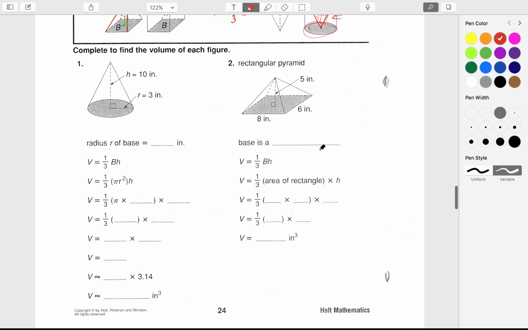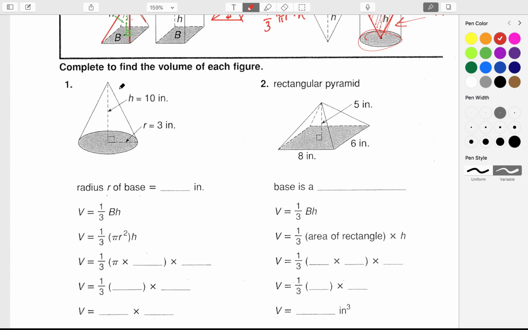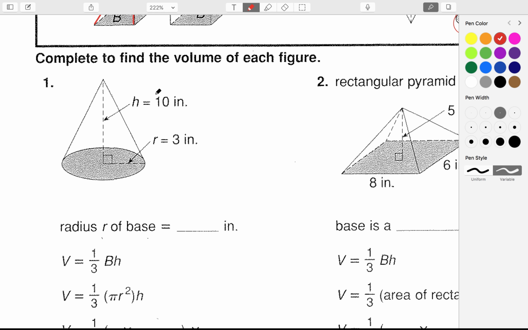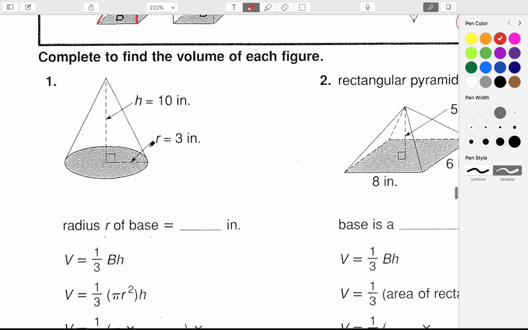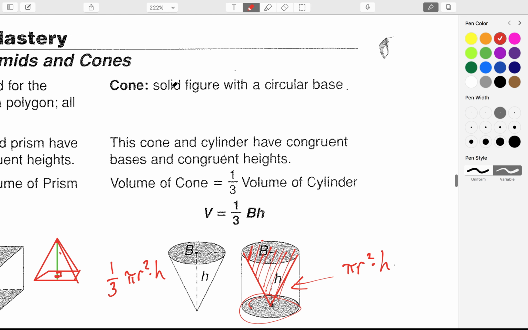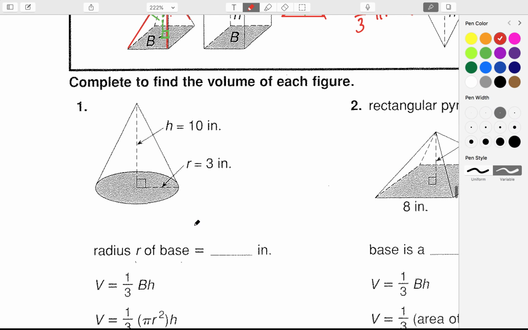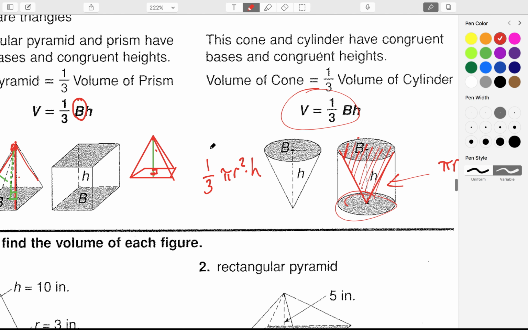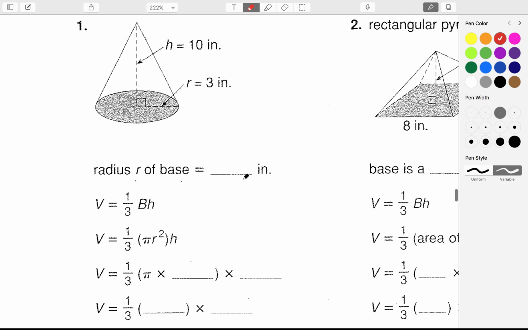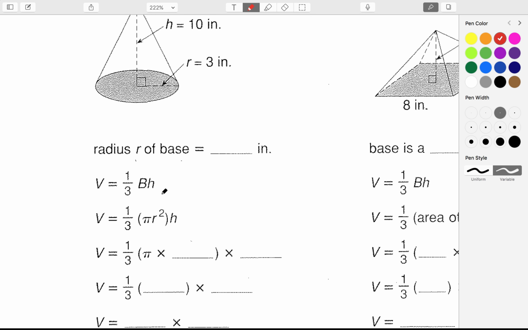Now that we've kind of gone over those, let's start actually solving. So complete these to find the volume of each figure. So this one would be a cone. You look back at your notes. Okay, on a cone, we're going to use this. Volume equals a third times base times height. And your formula is actually a third times pi r squared times h. So over here, if you notice, they've already written it for you.